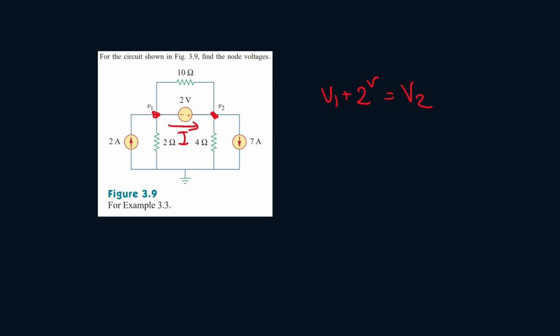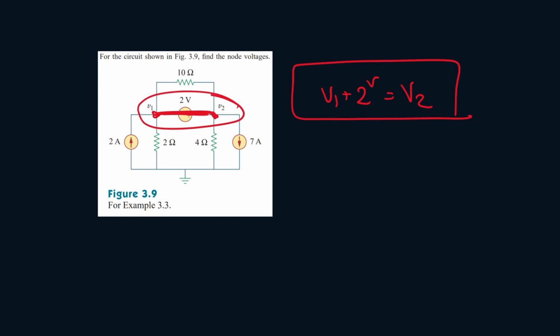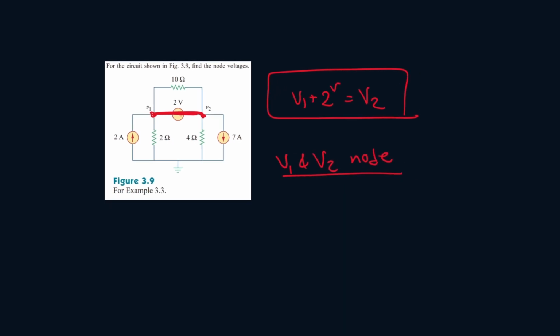So what we're going to do is set this equation up and then ignore this 2-volt source and pretend this is one whole node, okay? So that means all the current that enters this node, we can write as one equation. All the current that enters this one supernode is equal to all the current that leaves this one supernode. So let's call V1 and V2 one supernode, and let's write the equation for it.